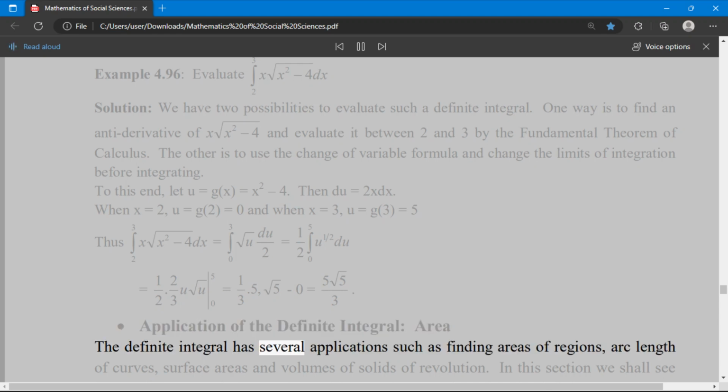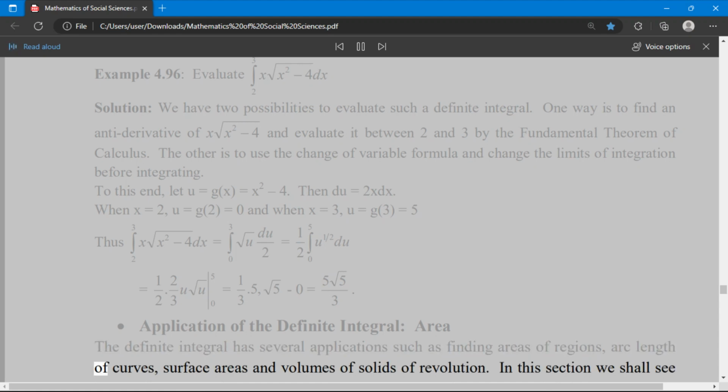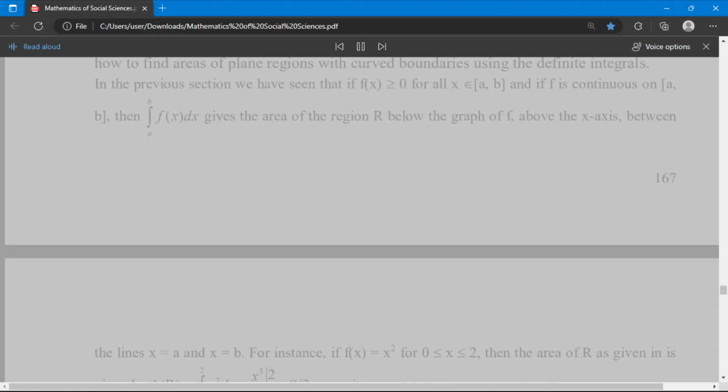Application of the definite integral. Area. The definite integral has several applications such as finding areas of regions, arc length of curves, surface areas, and volumes of solids of revolution. In this section we shall see how to find areas of plane regions with curved boundaries using the definite integrals.